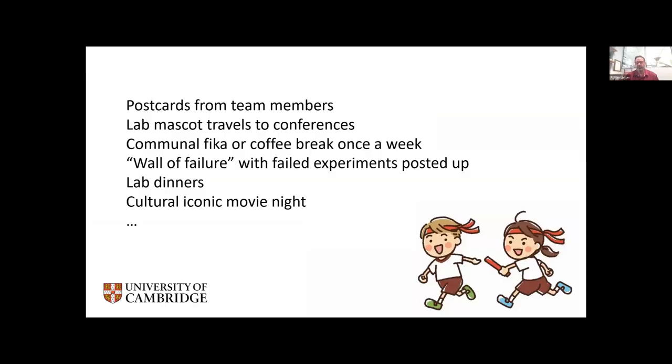And there's tons of different traditions that I've seen in different labs around the world. Some people have a wall with postcards from team members that are going away. I know a lab that has got a little toy mascot that anyone from the lab takes with them to conferences. Maybe you have a communal fika or a coffee break once a week. I saw a lab that had a wall of failure that I really liked, where when people messed up an experiment, like a terrible Western blot or something, they stuck it up on the wall. And I thought that was a really great way to tell new people coming in the lab that it's okay to fail. We all fail. It's normal to fail in science. Lab dinners, movie nights. I mean, there's so many things you can do that make your lab feel like a team environment.